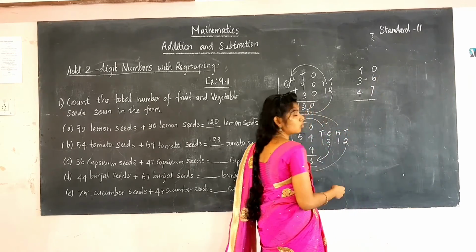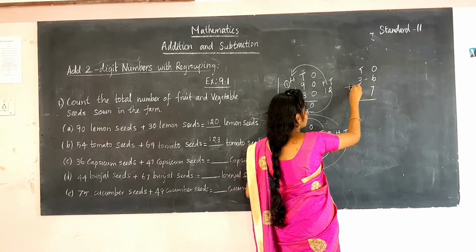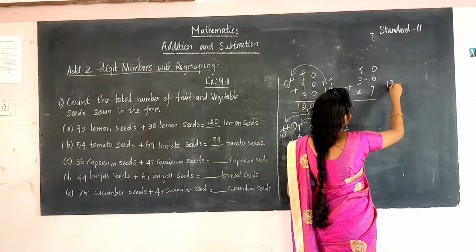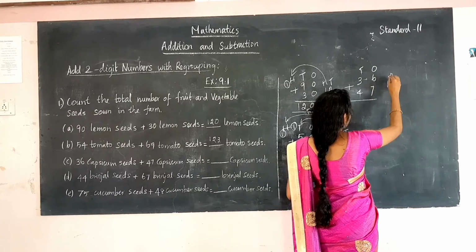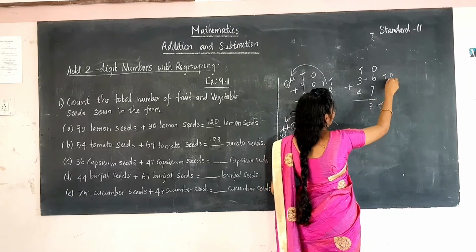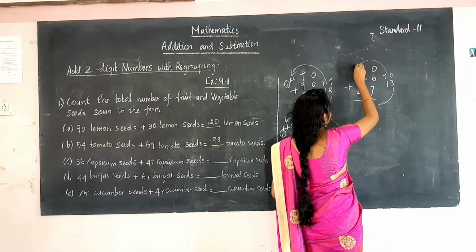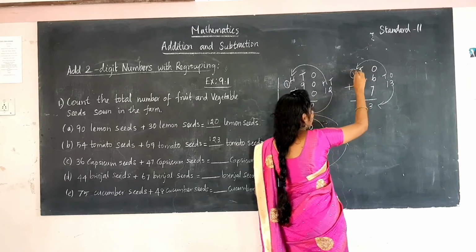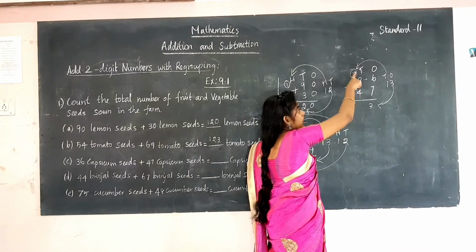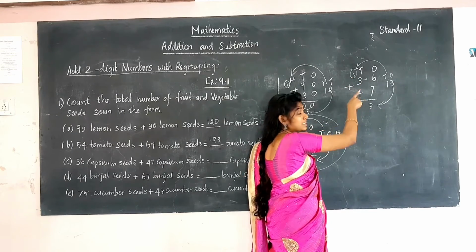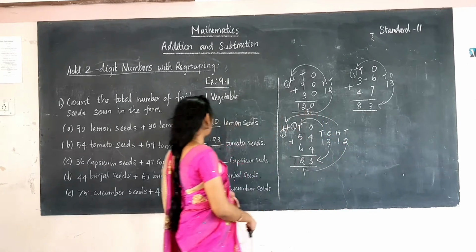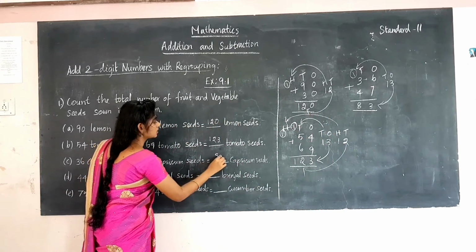Now add in the ones place and then add the tens place number. 6 plus 7 is 13. Now give the places, ones place and tens place. Take 3 to the ones place and the tens place number to the tens, that is 1 we have to carry over. So 1 plus 3 plus 4: 1 ten, 3 tens and 4 tens. 1 plus 3 is 4, 4 plus 4 is 8. So the answer is 83. So totally 83 capsicum seeds.